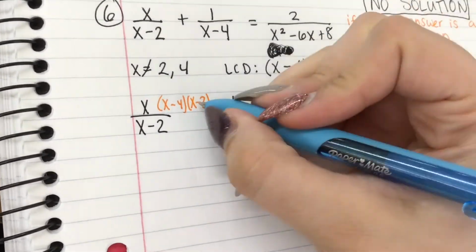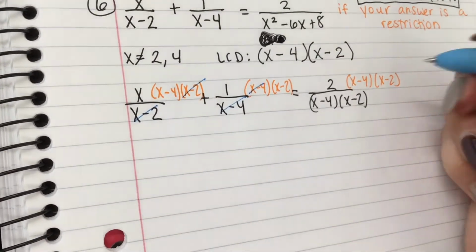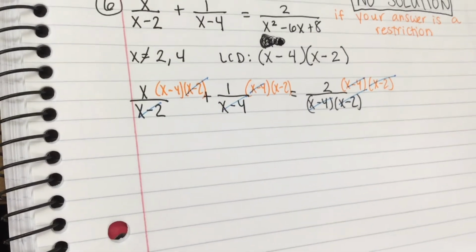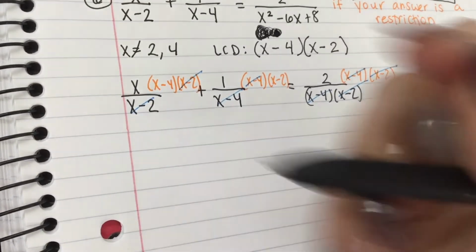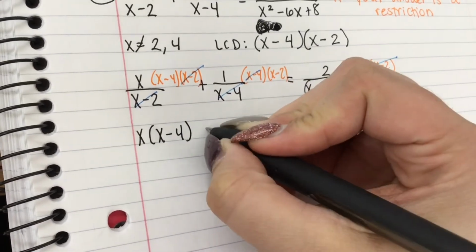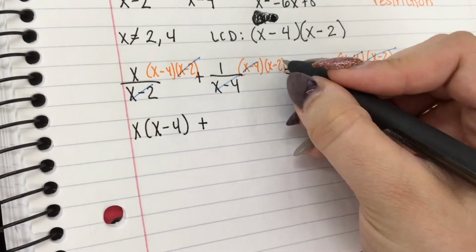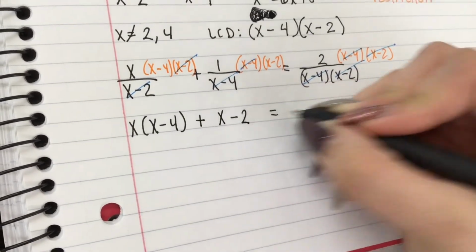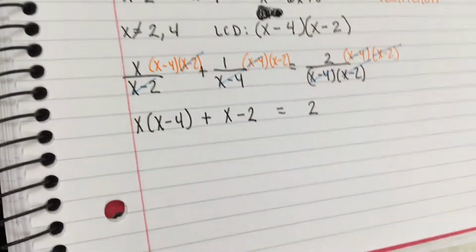So this first fraction, the x minus 2's cancel out, the second fraction, the x minus 4's cancel out, and the third fraction, the entire denominator cancels out with the entire least common denominator. So all you're left with in the first term is x times x minus 4. You're left with 1 times x minus 2, which is just x minus 2, and you're left with 2. You're going to have to distribute that x.